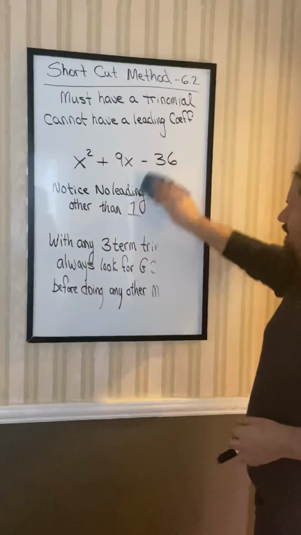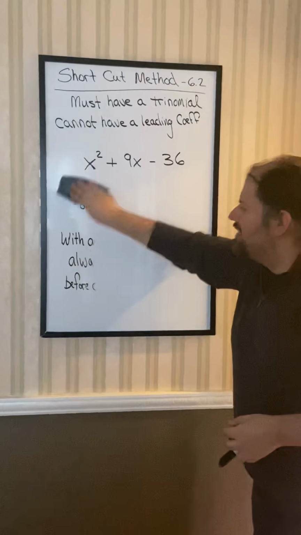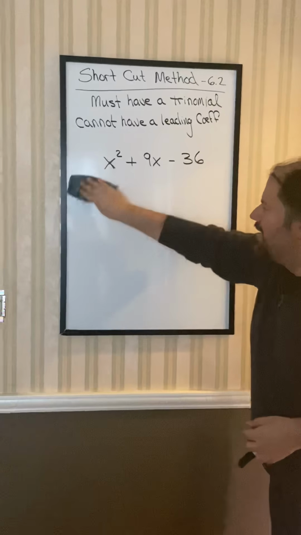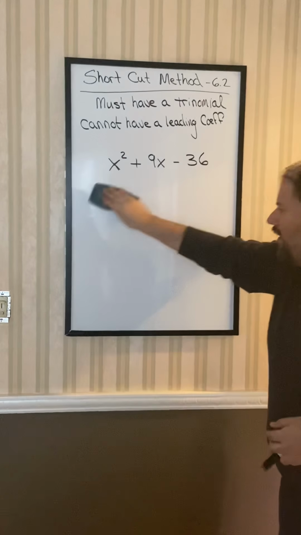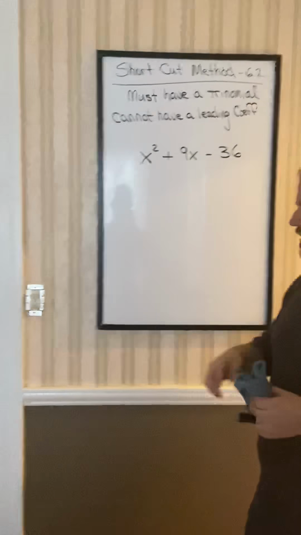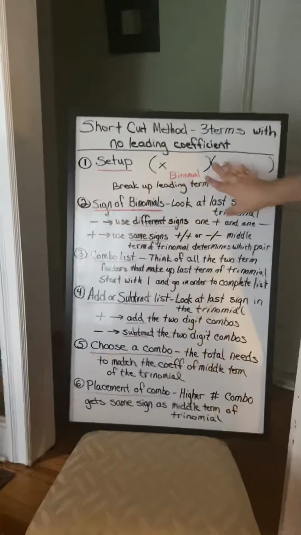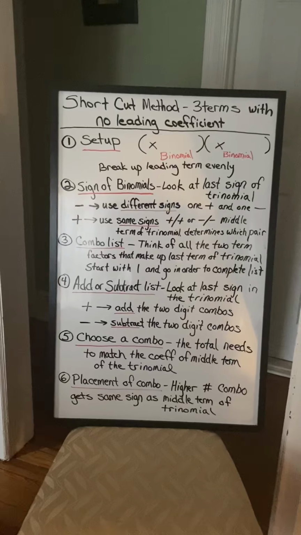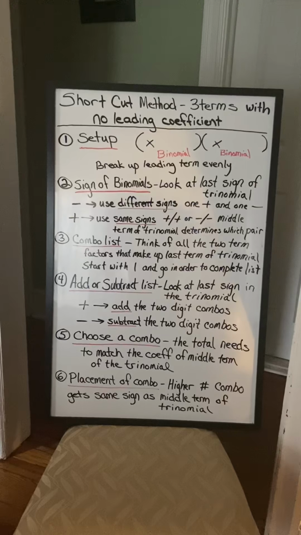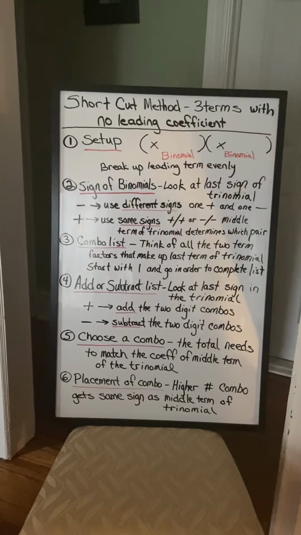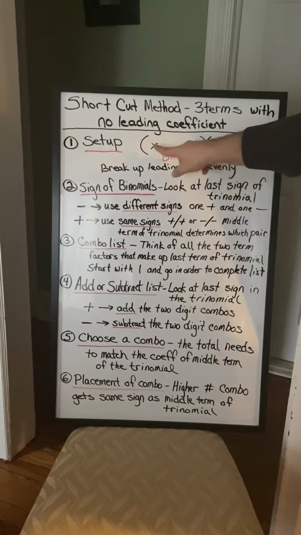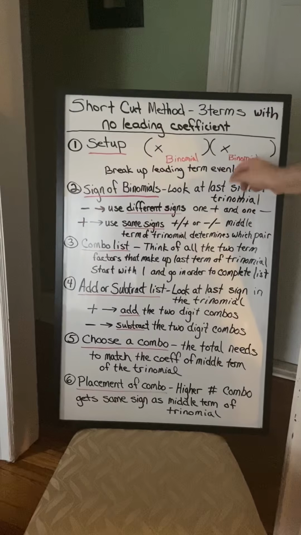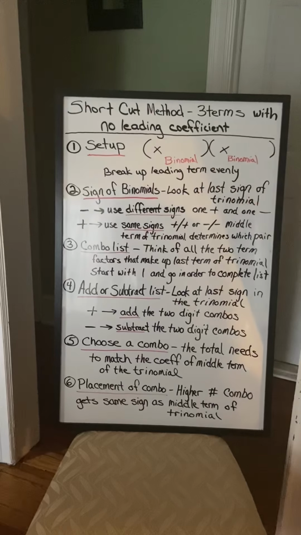Now, what is the shortcut method? Well, I wrote out the steps here, and it will be as a picture on the announcement. But you can see here, it is a little bit heavy. It's 6 steps, but the 6 steps are pretty easy to go through. Your first step is the setup, and that's where we're going to use 2 sets of parentheses, and each of the parentheses is going to be a binomial.